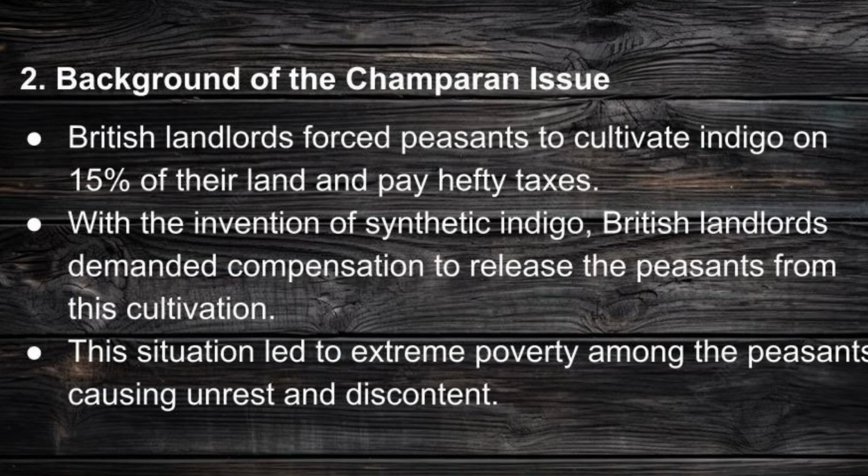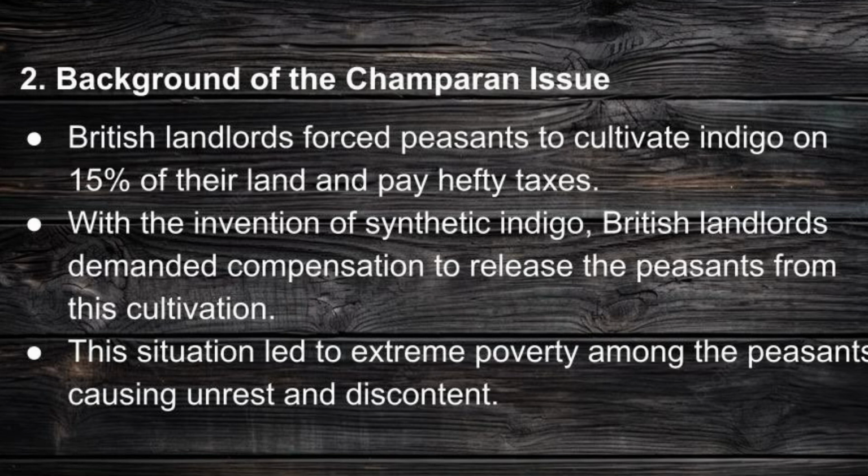Now, when the invention of synthetic indigo was known to the British landlords, they demanded compensation from the farmers to release them from this agreement. What they said is, you pay us enough money so that we will release you from this sharecropping agreement. So, this arrangement is called sharecropping, where they had to grow 15% of their land with indigo.